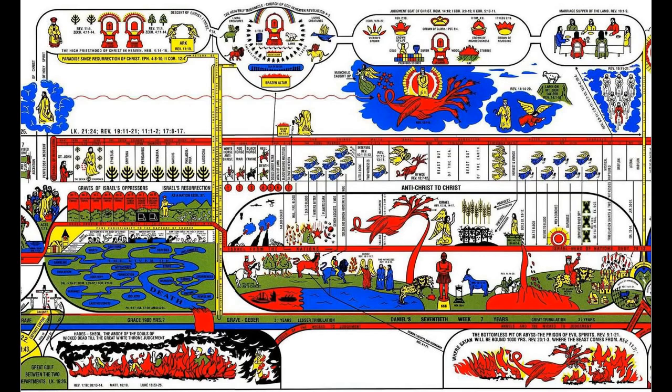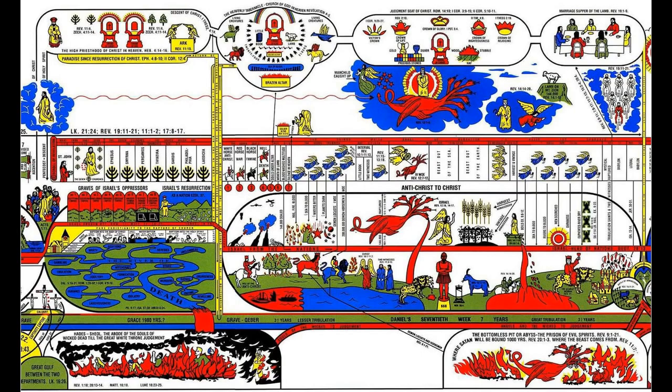Isaiah. Lift up your eyes to the heavens. Look at the earth beneath. The heavens will vanish like smoke. The earth will wear out like a garment, and its inhabitants die like flies. Joel. Before them the earth shakes, the heavens tremble, the sun and moon are darkened, and the stars no longer shine.